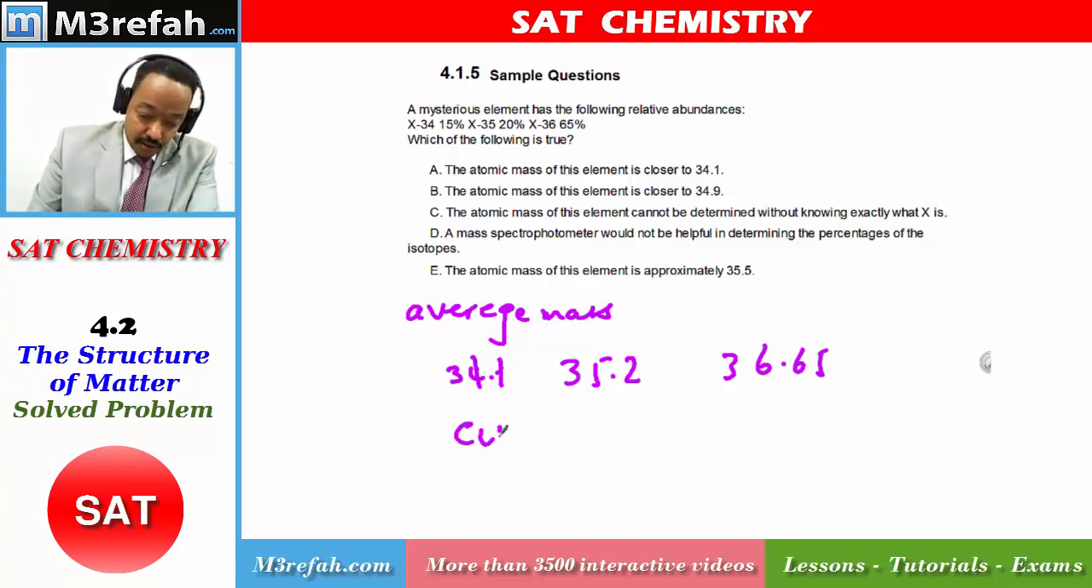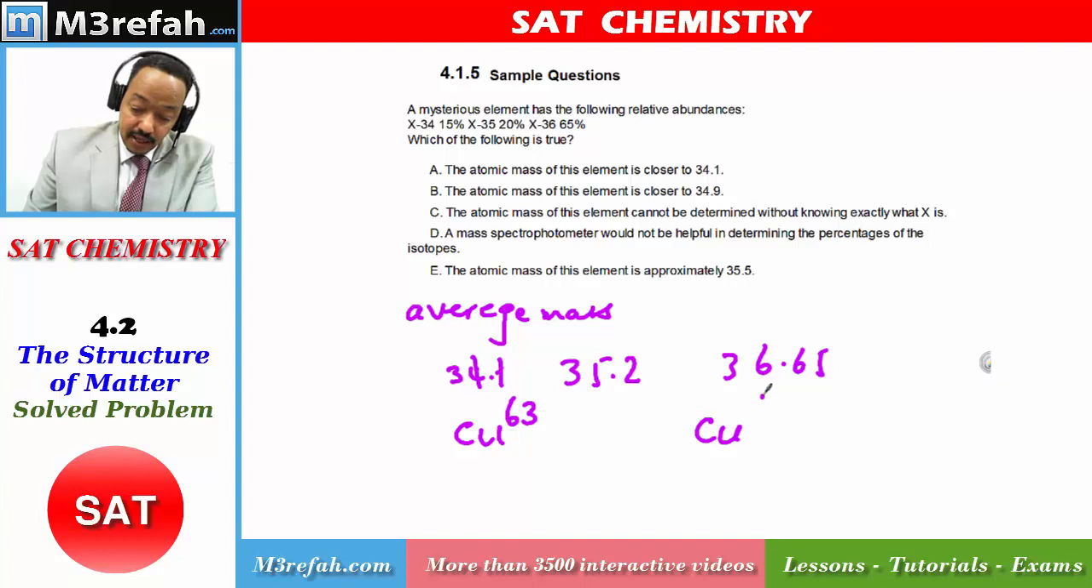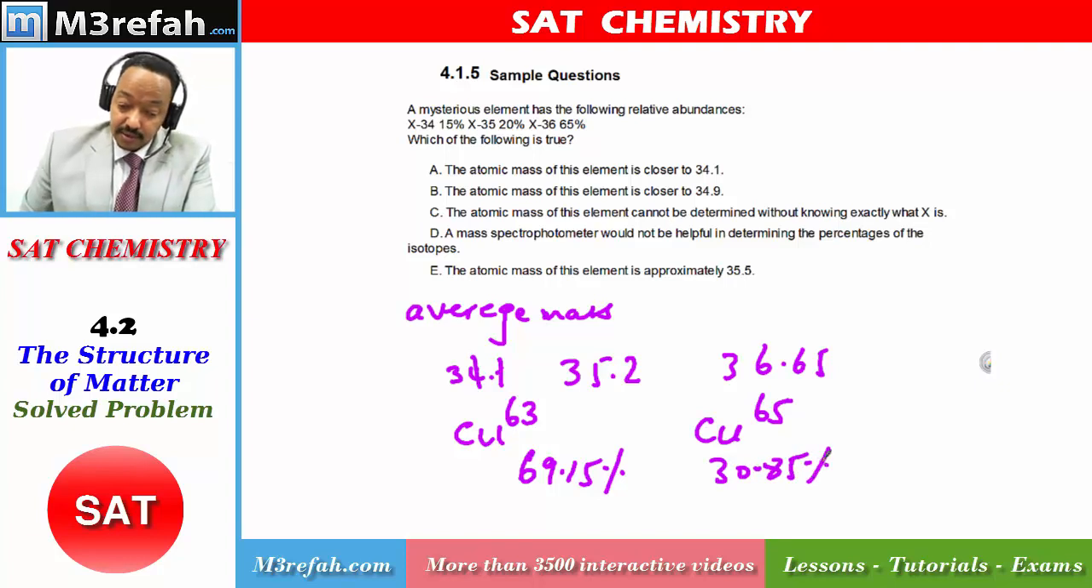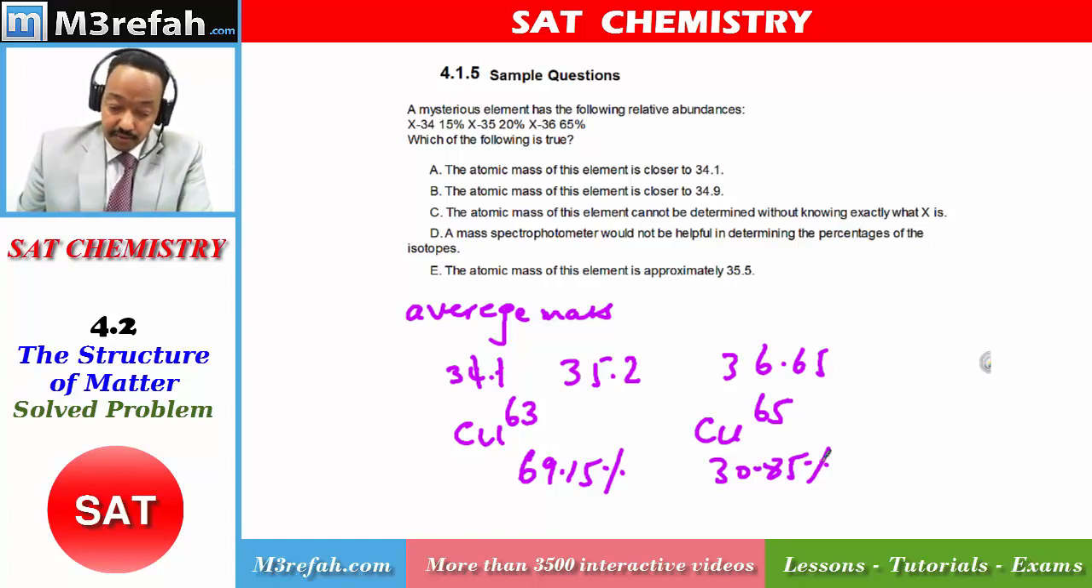We have copper. The atomic mass is 63. And another copper, because it is an isotope, the atomic mass is 65. And the abundance is given in percentage. It can be in percentage, like this is 69.15%, and this is 30.85%. With this proportion, how can we calculate the abundance of this thing?